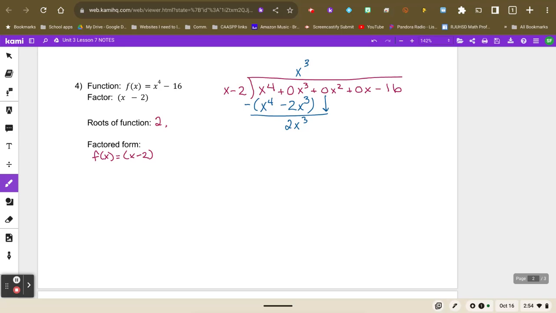And we can keep doing this. Sorry, thinking about something else. 0x squared. Looking at my notes and seeing there is another way we could also do it, and I'm going to show you that way in a minute.